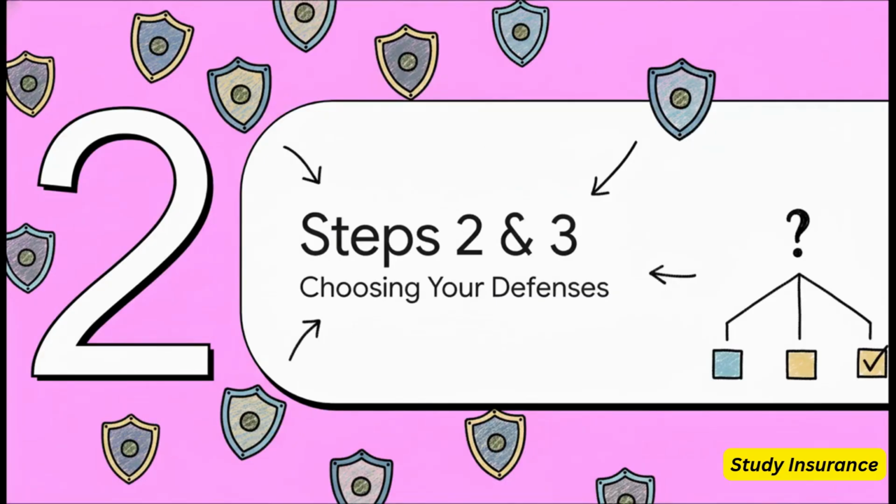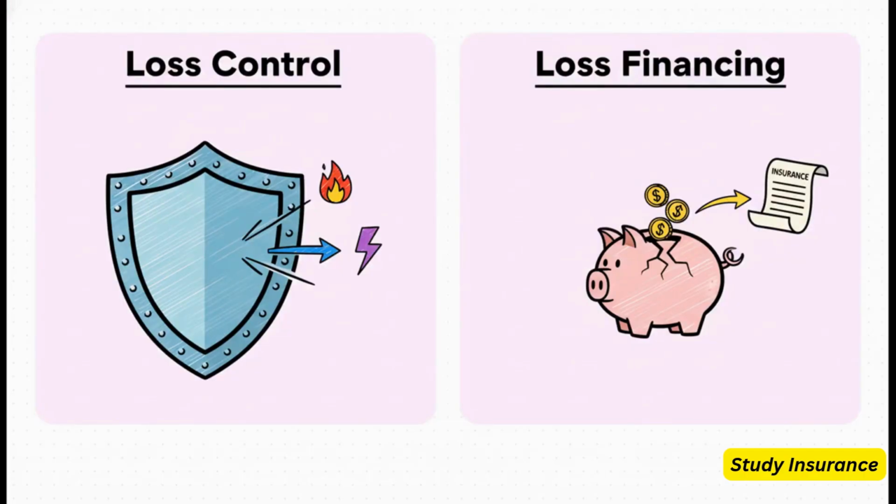Okay, so Alex now has a very clear and maybe slightly scary list of what could go wrong, so now what? Well, that brings us to steps 2 and 3. This is where we stop being problem finders and start being problem solvers. It's all about figuring out our options and picking the best game plan. Basically, all the options you can possibly think of will fall into one of 2 buckets. On one side, you've got loss control. Think of this as playing defense. It's all the proactive stuff you do to stop a loss from happening in the first place, or at least make it less bad. On the other side, you've got loss financing.